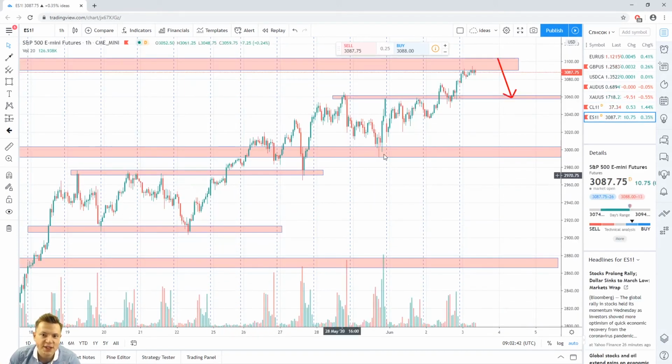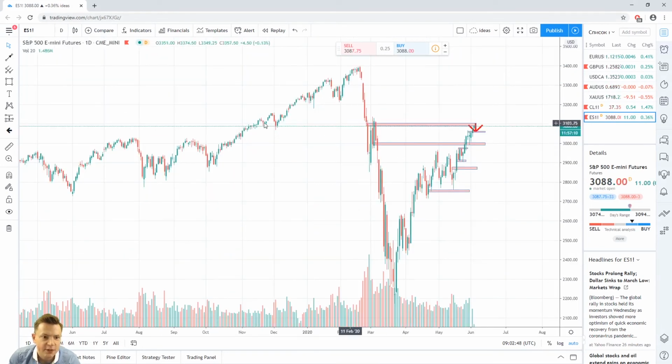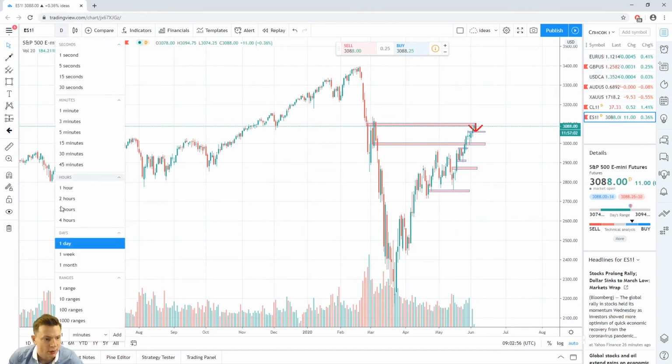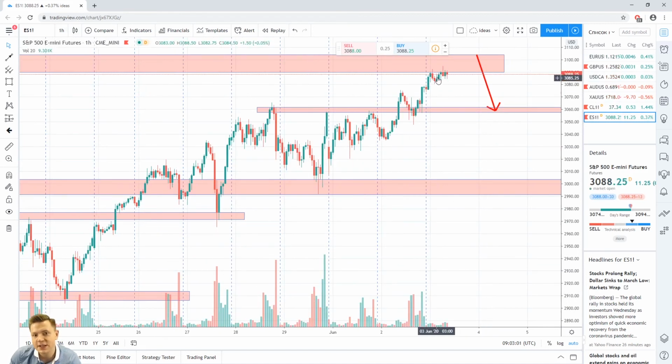S&P 500. Let's look at a higher time frame, in this case daily. On the daily we can see an important resistance level around 3,100. That's why let's go into the lower time frame in this case. On the lower time frame we can see some sort of reversal model from around this place.